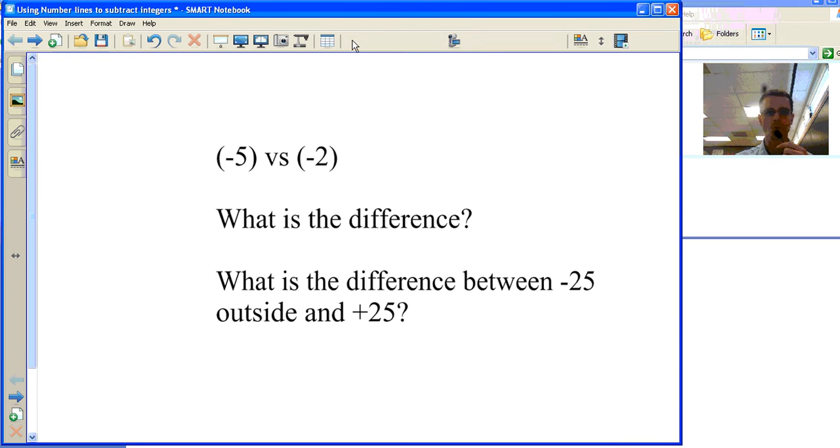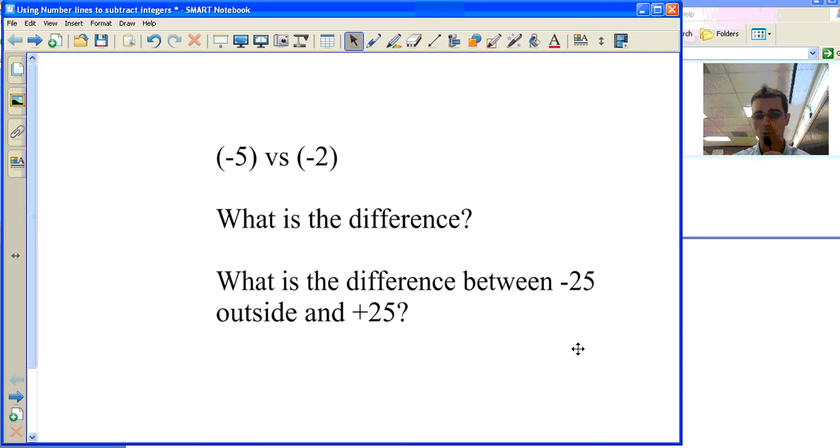Okay, welcome to how to subtract integers using a number line. First thing I want to ask you is if we have -5 versus -2, what is the difference? How many numbers are there in between -2 and -5? We look at what is the difference, and there's 3 between -2 and -5.